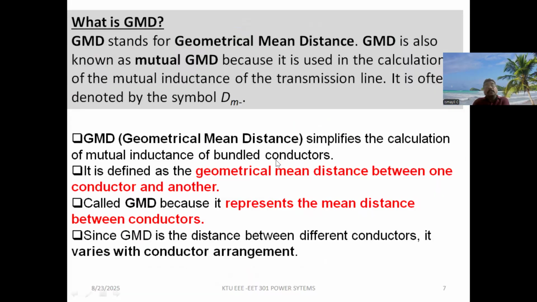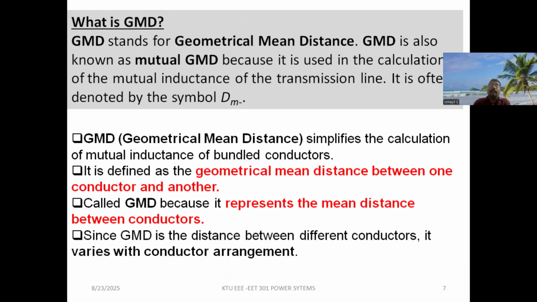Now we are moving to the next concept, GMD, or geometric mean distance. GMD is also known as mutual GMD. As I mentioned earlier, GMR is also known as self GMD, and GMD is also known as mutual GMD, because this is the distance between different conductors.